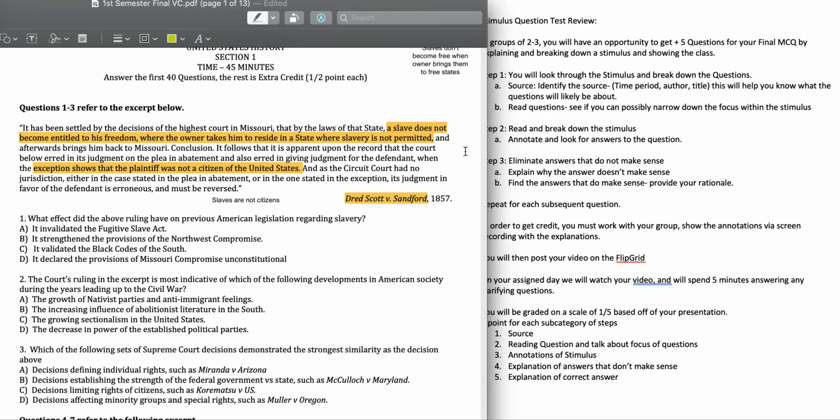Now, the question that I want you to ask yourself is this. Well, did you really need to read? If you knew what Dred Scott versus Sanford was and the main ideas of the court case, do you need to read this? And the answer is no.